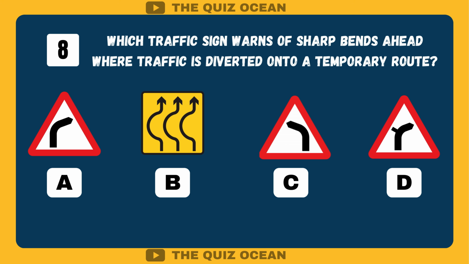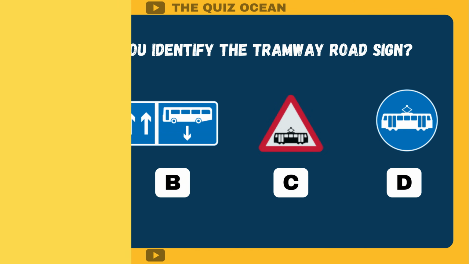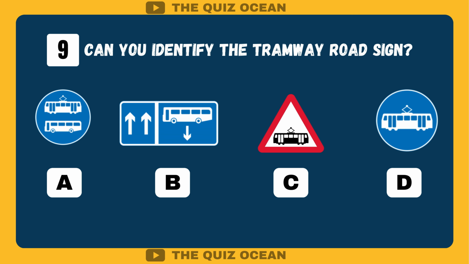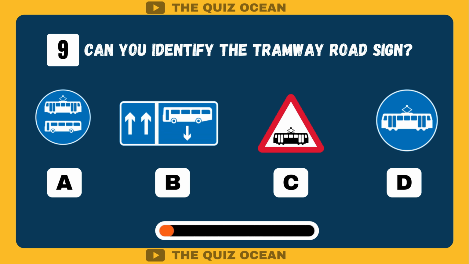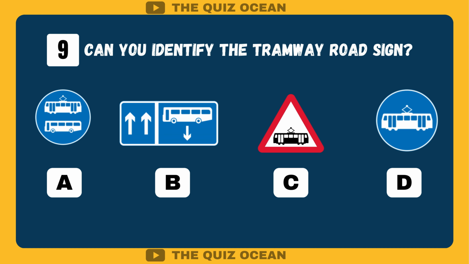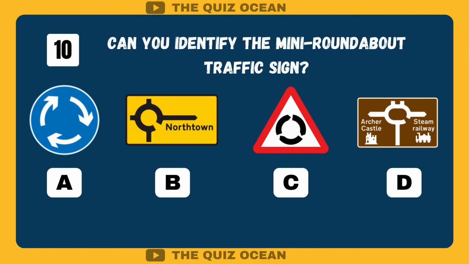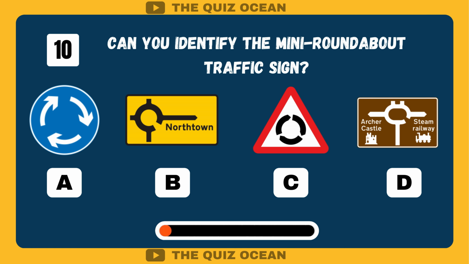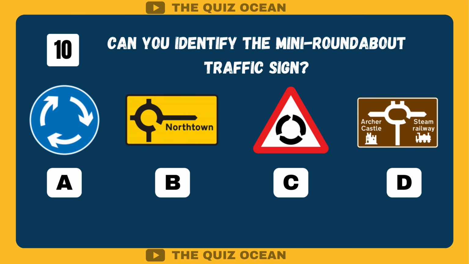The answer is B. Question 9. Can you identify the tramway road sign? The answer is C. Question 10. Can you identify the mini roundabout traffic sign? The answer is A.